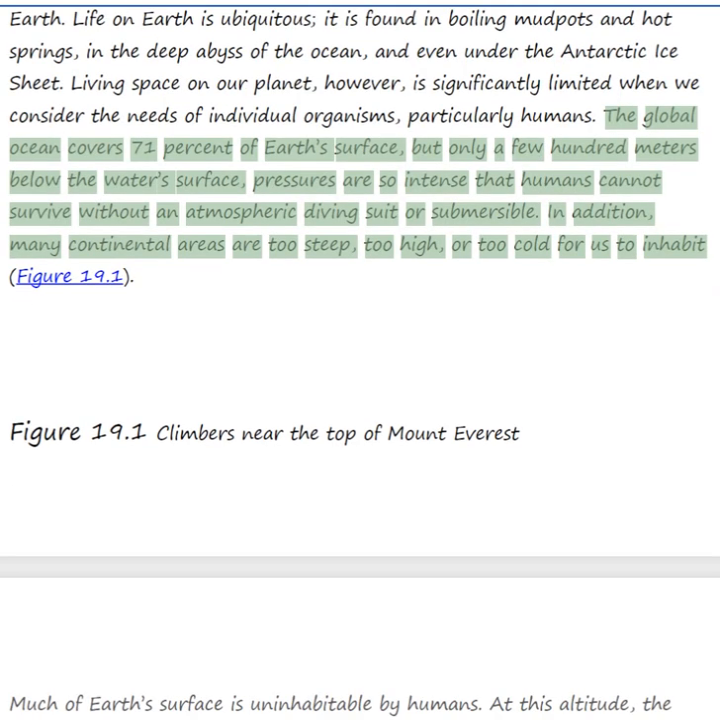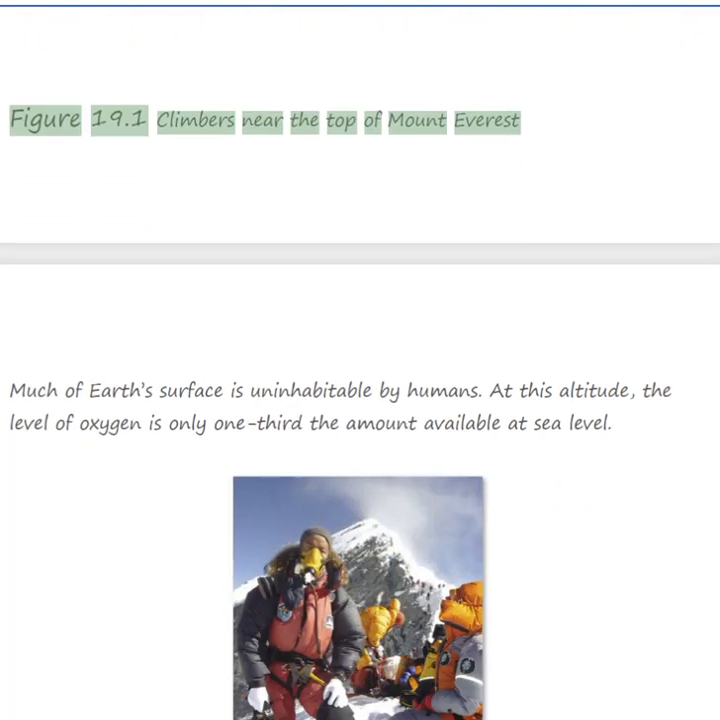The global ocean covers 71% of Earth's surface, but only a few hundred meters below the water's surface, pressures are so intense that humans cannot survive without an atmospheric diving suit or submersible. In addition, many continental areas are too steep, too high, or too cold for us to inhabit. Figure 19.1: Climbers near the top of Mount Everest.